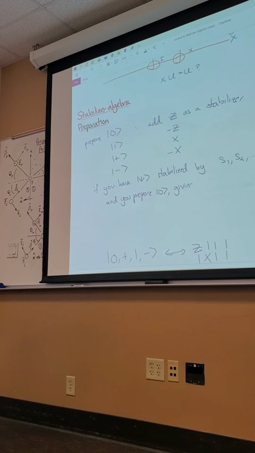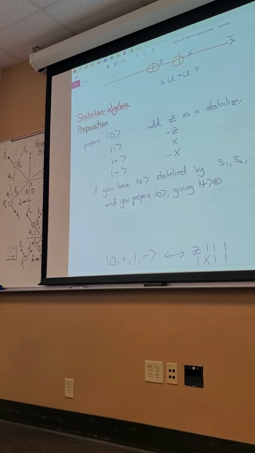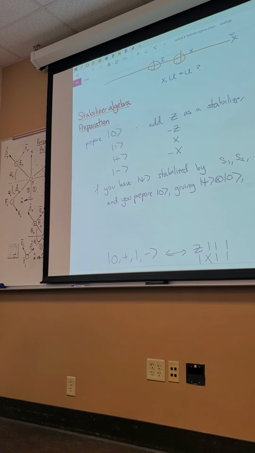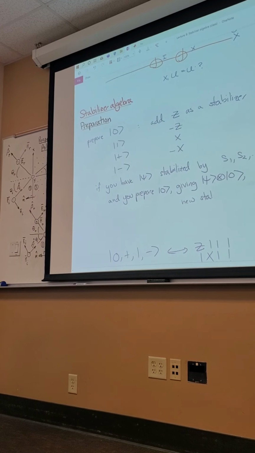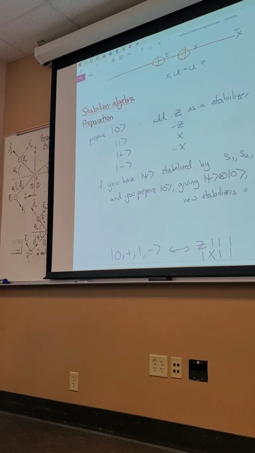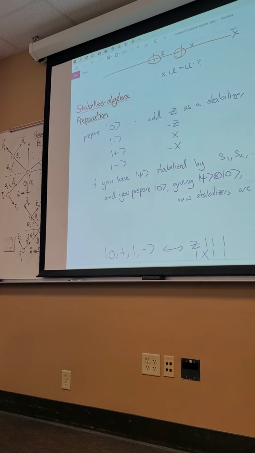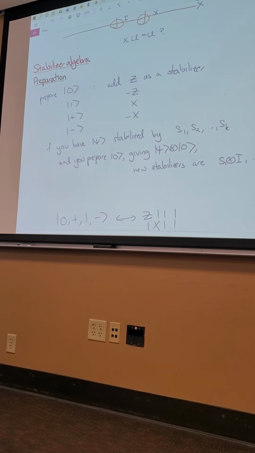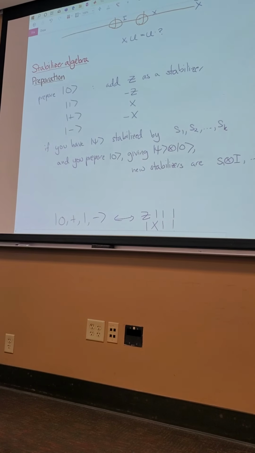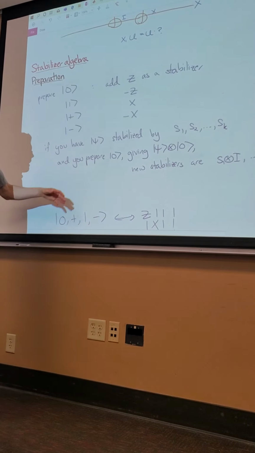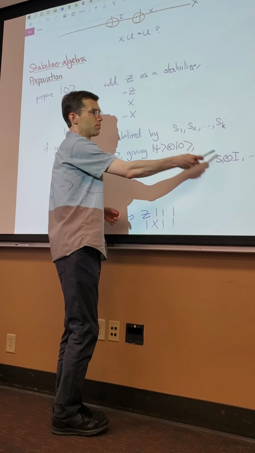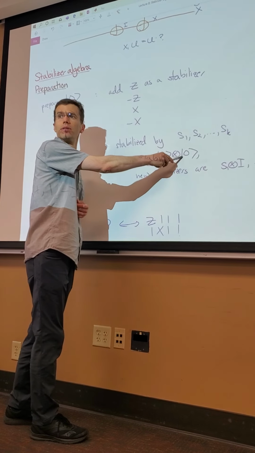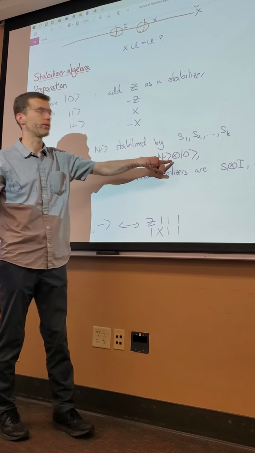So let's say you have psi tensor 0. If you put in the last qubit, for example, the new stabilizers are going to be S1 tensor the identity, S2 tensor the identity, Sk tensor the identity, and finally the identity tensor Z. Right, so I kept all the old stabilizers, just putting the identity in the last coordinate, and I added one new stabilizer that's the identity except in the last coordinate, or Z. And so these operators now determine this state.